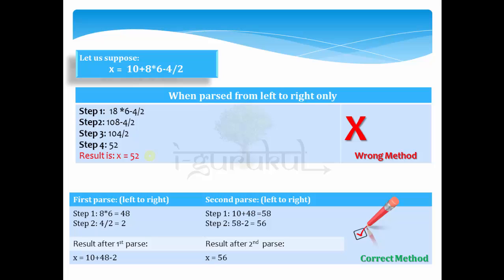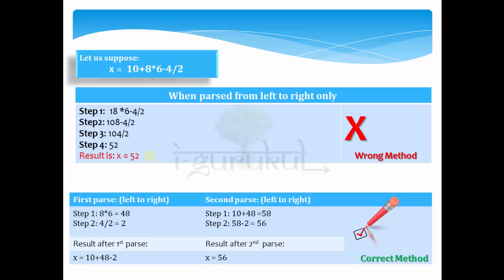Now we are left with only addition and subtraction. So it will traverse from left to right. It will add first 10 plus 48, that is 58. Then in the second step, it will subtract 2 from 58, and we will get our result as 56. So this is the correct method to do the sum.